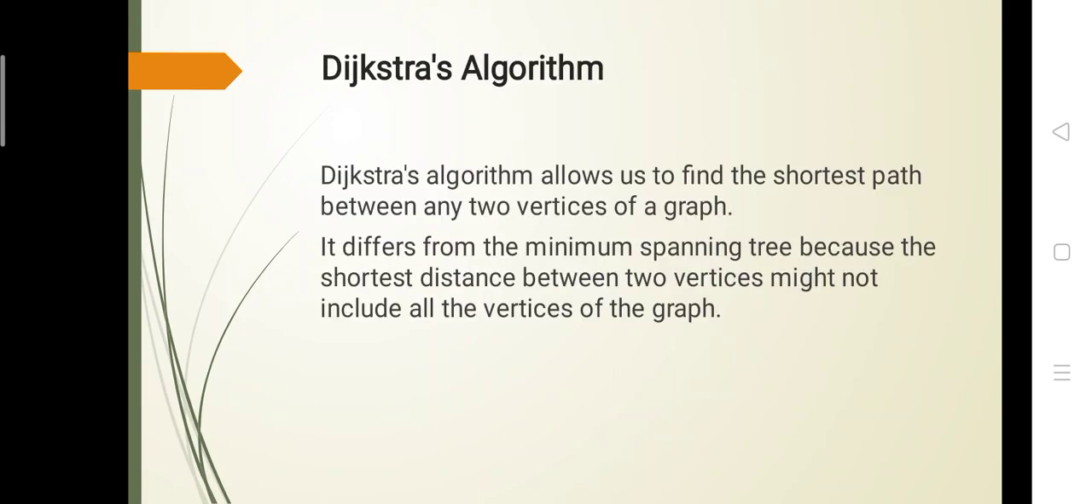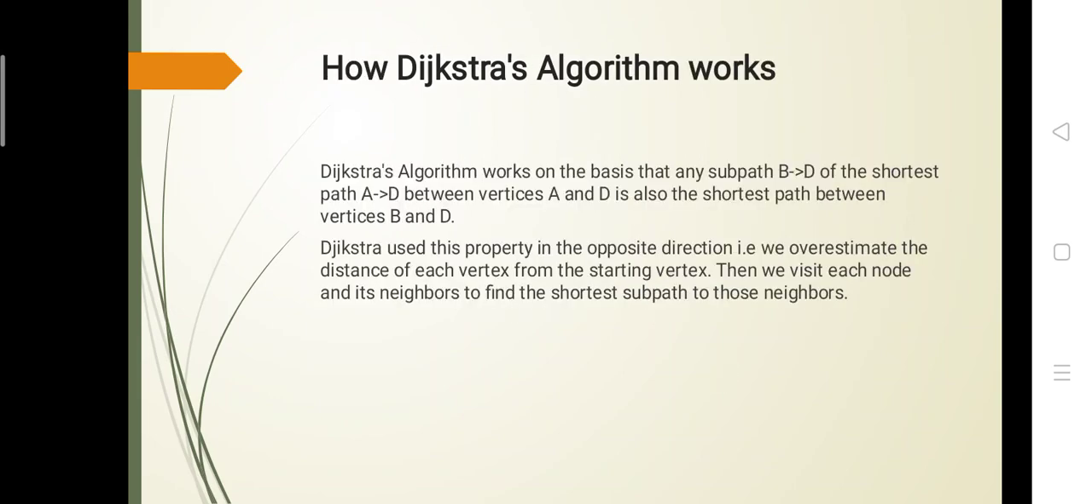अब ये algorithm आ जाता है जिसमें we find the shortest path between any two vertices. It differs from the minimum spanning tree because the shortest distance between two vertices might not include all the vertices of the graph. अब इसका algorithm क्या होता है? इसका algorithm works on the basis that any subpath B to D of the shortest path A to D between vertices A and D is also the shortest path between vertices B and D.